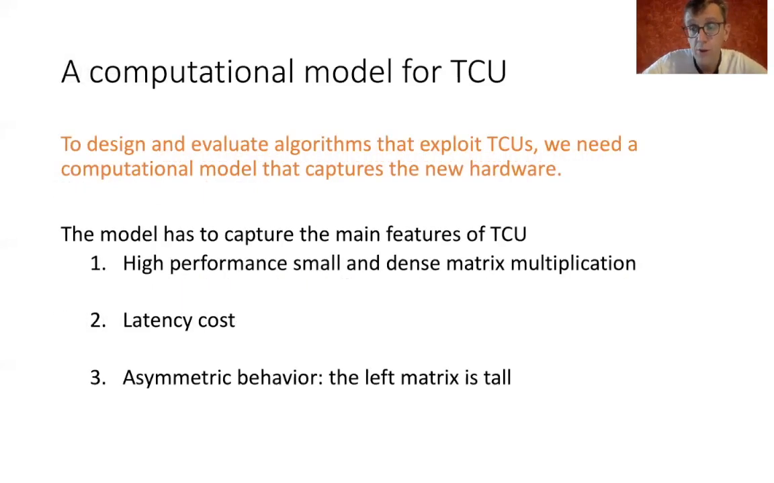To answer these two questions, we first need to introduce a computational model for TCUs. This model has to capture the three main features of tensor core units. The first one is high performance small and dense matrix multiplication. The second one is a latency cost, because we have to pay a fixed amount of time every time we need to set up the hardware. And finally, an asymmetric behavior. That is, the hardware accelerators usually support a tall left matrix and a square right matrix.